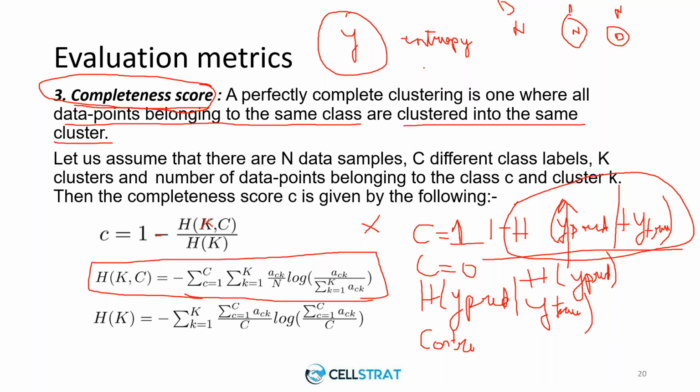Is A the probability of C belonging to K cluster? A_CK is nothing but the number of samples with label K assigned to cluster C. It is not a probability.